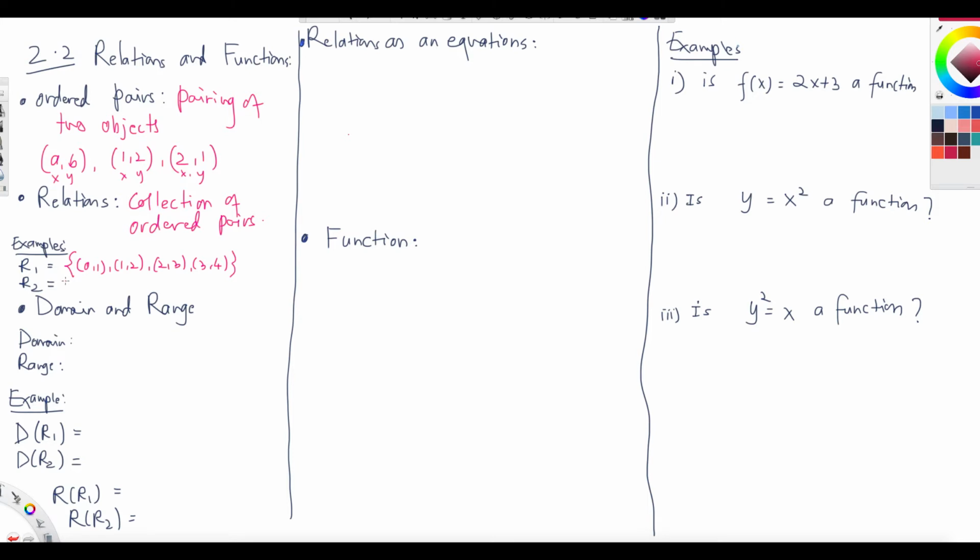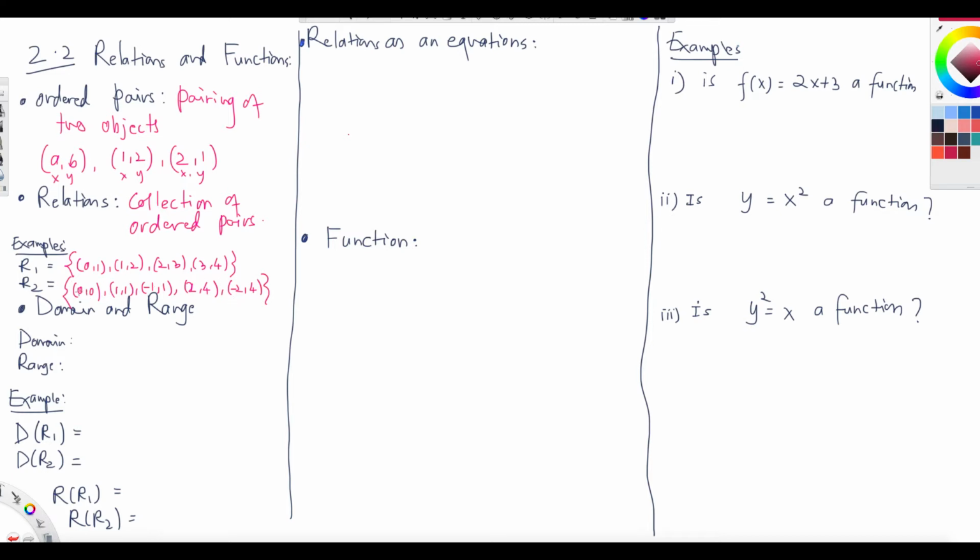Let me take another example of a relation R2. Let's say 0 comma 0, okay, 1 comma 1, okay, negative 1 comma 1, okay. Let's take another one: 2 comma 4, okay, and then negative 2 comma 4. You see that? So let me close that. So this is another relation.